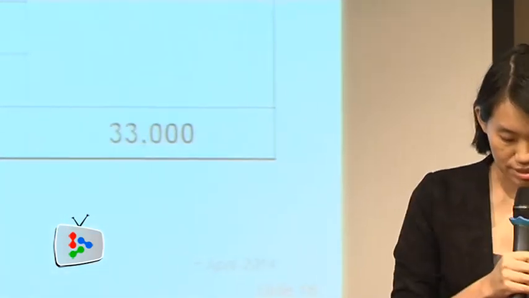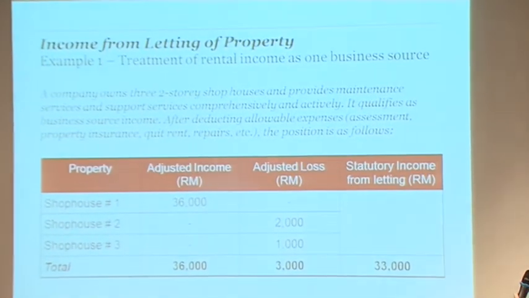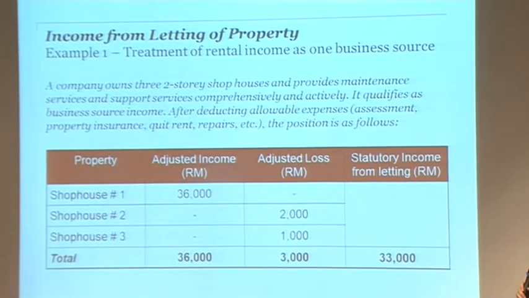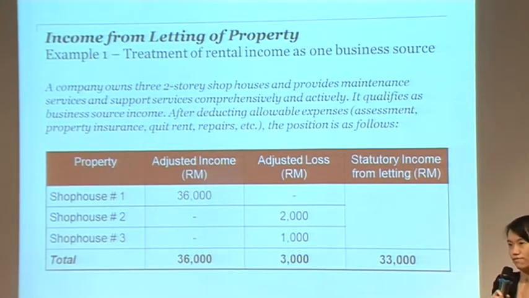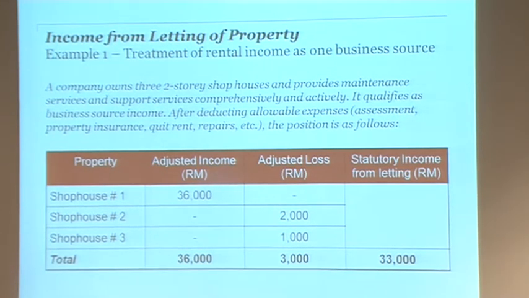So if you look at this example, this company owns 3 shop houses, all right? One of the shop houses is profitable, okay? And the other 2 shop houses have losses. So within these 3 shop houses, they have been classified as business sourced. So you can utilize the adjusted loss to arrive at the net income that's subject to tax. All right?